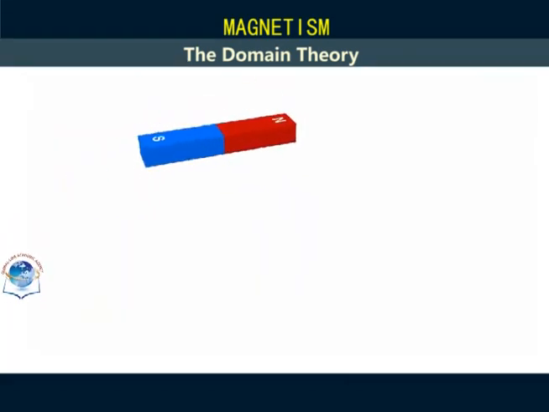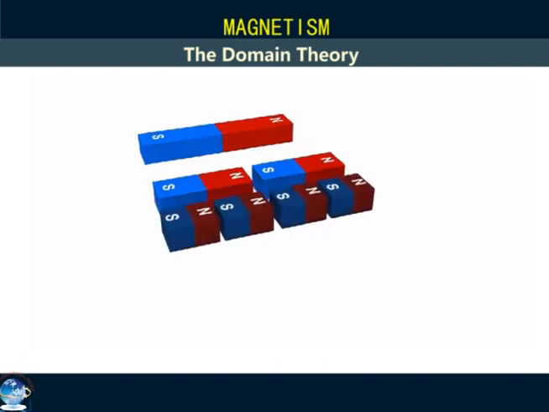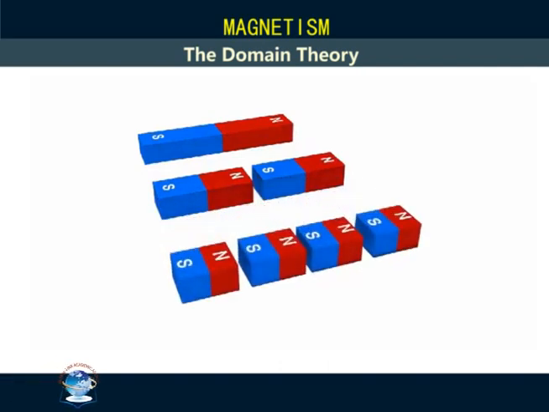And we can continue breaking the magnets into smaller and smaller pieces, and we will end up creating smaller and smaller magnets. This means there must be magnets within magnets that are causing this magnetism.